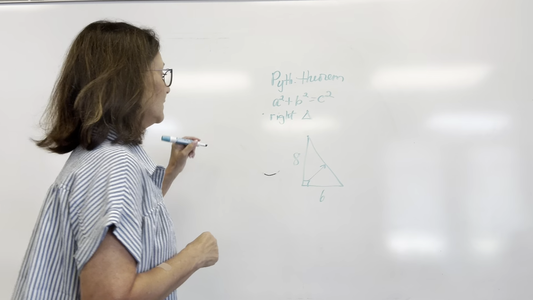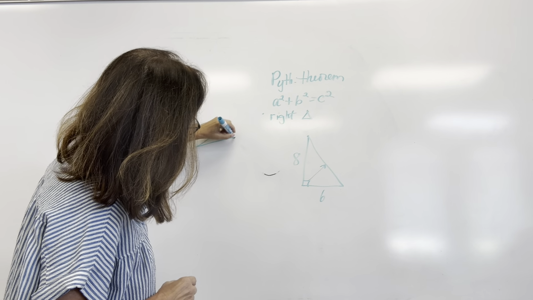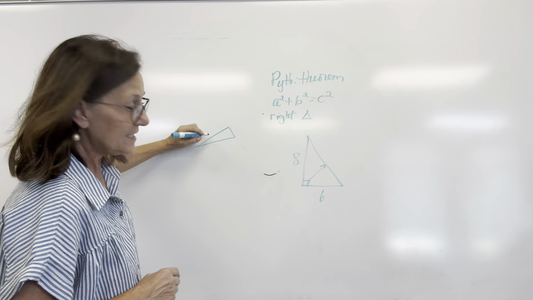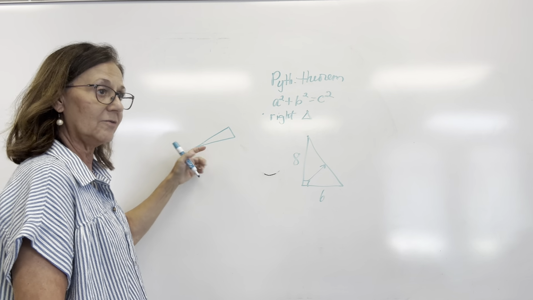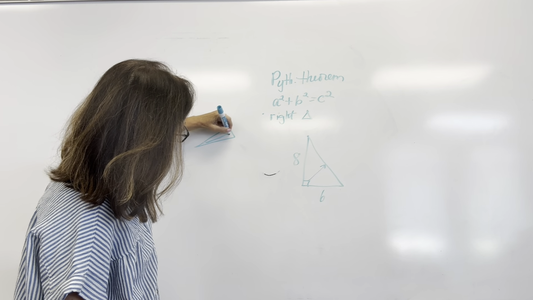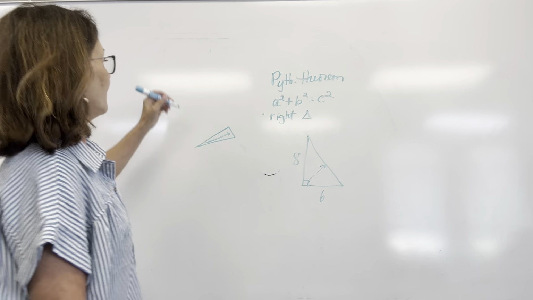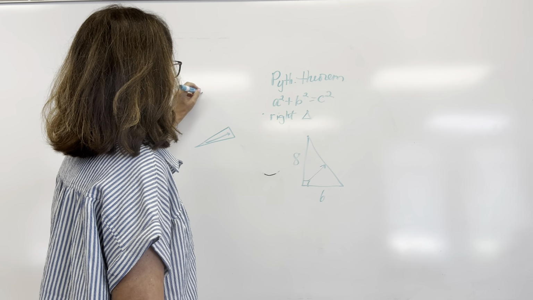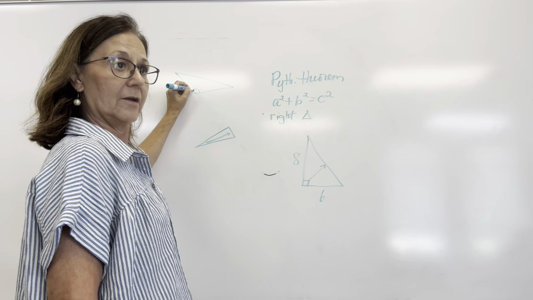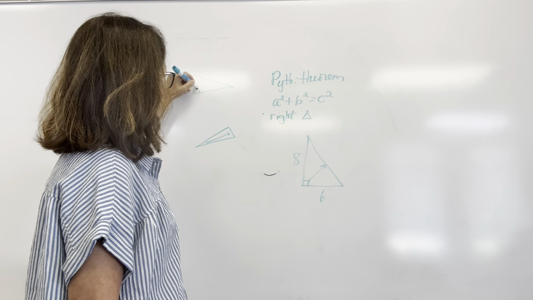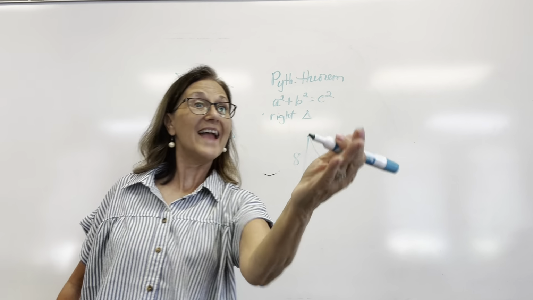If I draw an acute triangle, that's the smallest angle. Would you agree? The side opposite that smallest angle is the shortest side. If I draw an obtuse triangle, that's the obtuse angle. The side opposite the obtuse angle is the largest, the longest side.